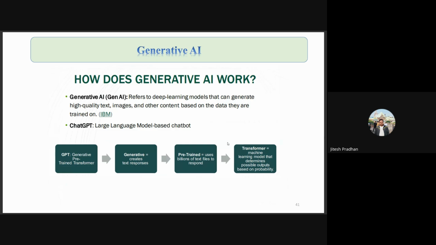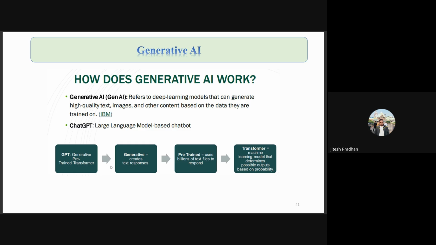How does generative AI actually work? If you are using a GPT model, that is a generative pre-trained transformer, it will create a text response. So how will it create a text response? Basically, it has been pre-trained.